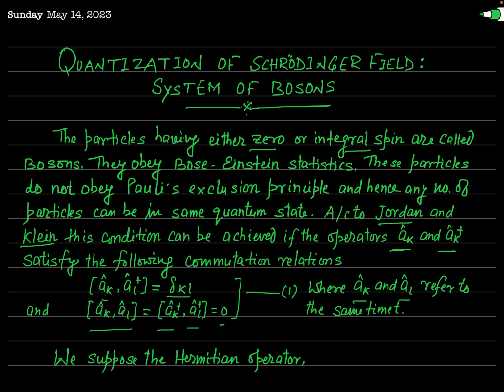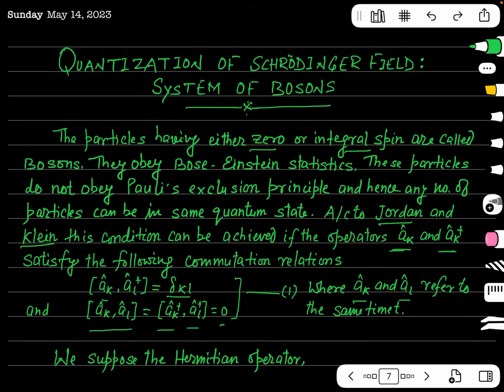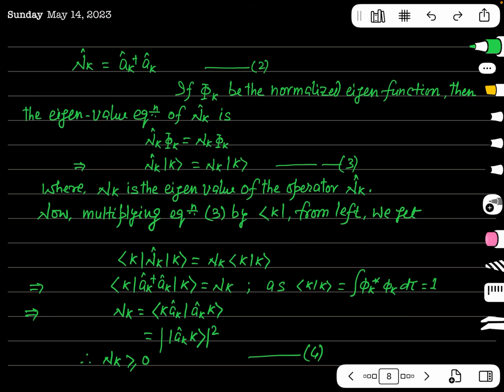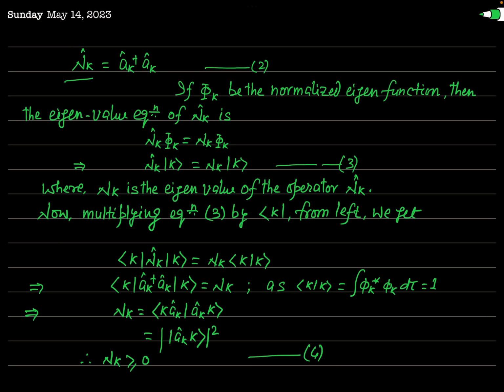For dealing with this problem, now let us consider a Hermitian operator denoted by the symbol nk hat, which is defined like this: nk hat is equal to ak hat dagger times ak hat. We define this operator. Now our aim is to write the eigenvalue equation for this operator nk hat, which has been defined in the manner you can see in equation 2.